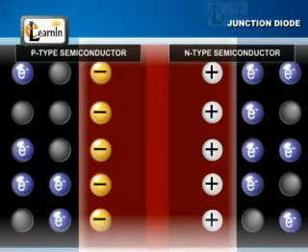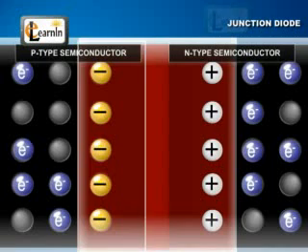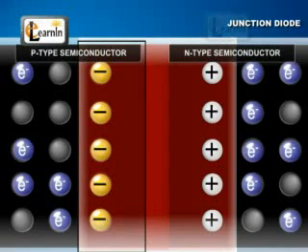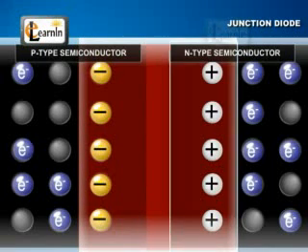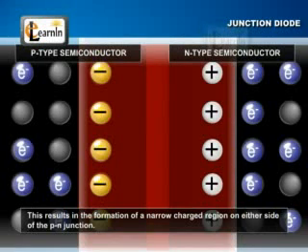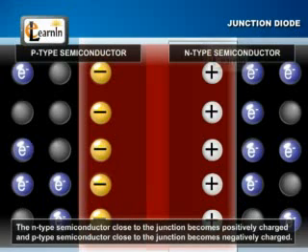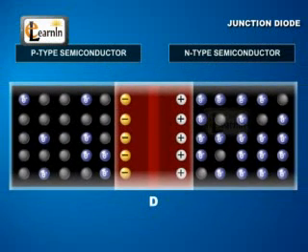Therefore, in the region close to the junction, only negative ions are left behind on the p side and only positive ions on the n side. This results in the formation of a narrow charged region on either side of the p-n junction. The n-type semiconductor close to the junction becomes positively charged, and the p-type semiconductor close to the junction becomes negatively charged. On either side of the junction, the region D becomes free from mobile charge carriers.